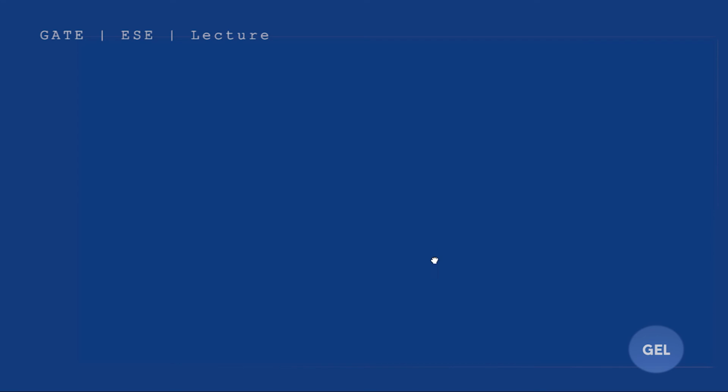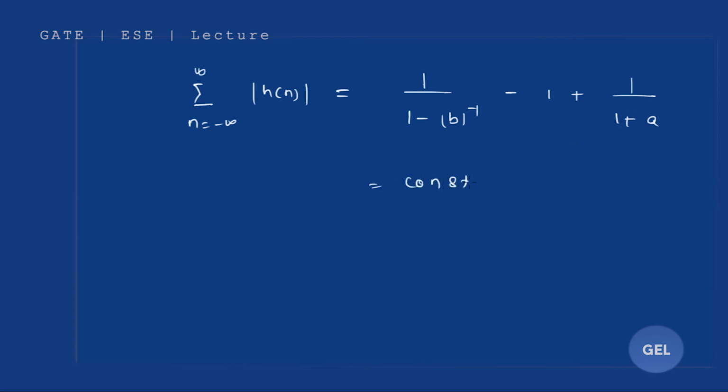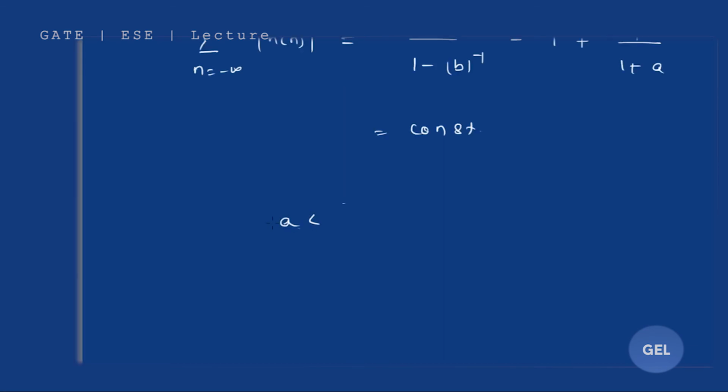Look here. Yes or no? So this is nothing but equal to a constant. This will only happen if mod of a lies between 0 and 1, and b must be greater than 1. Clear? This is your condition.